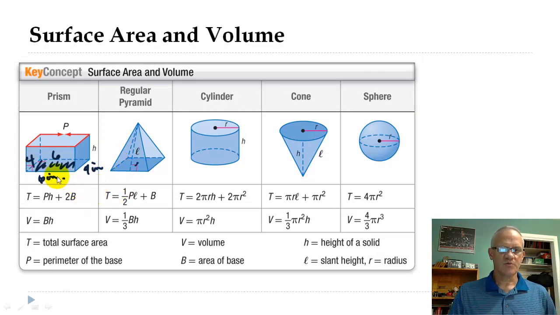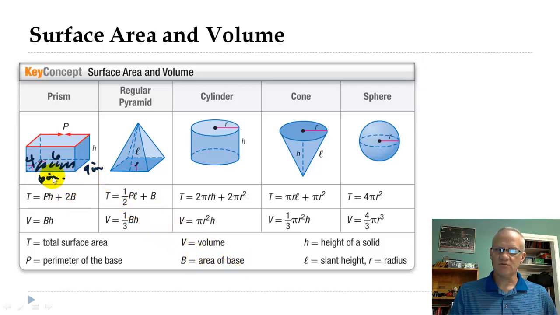Okay, so what we would do is add that up, 4 plus 6 plus 4 plus 6, so that would be a total of 20. In that case, our total perimeter would be 20, so 20 is what we'd put in for P. H would be the number that goes up and down, and that would be given to us. And then it says plus 2 times the base, big B, which is the area of the base.